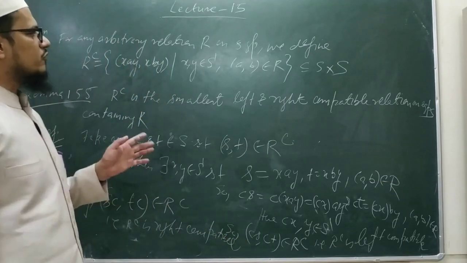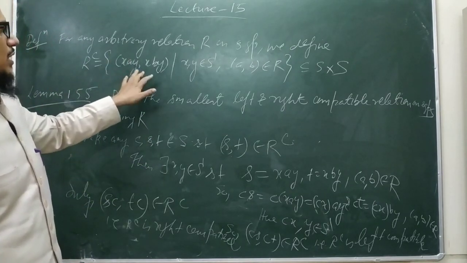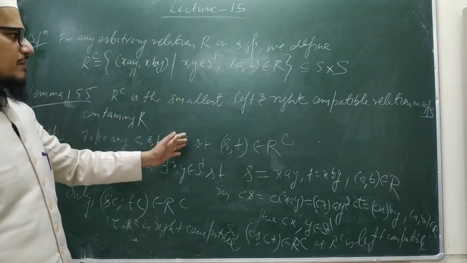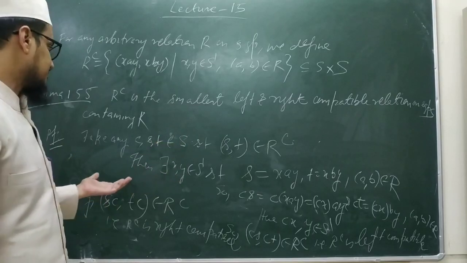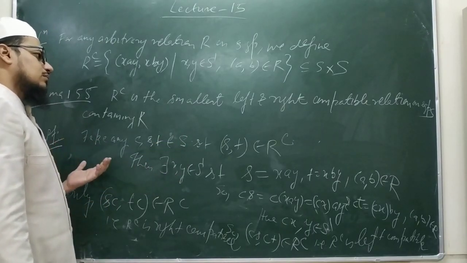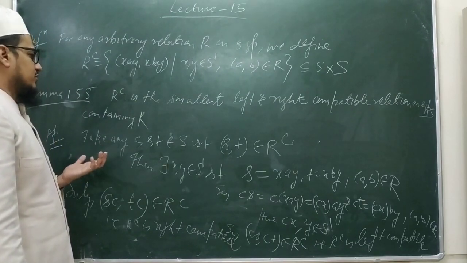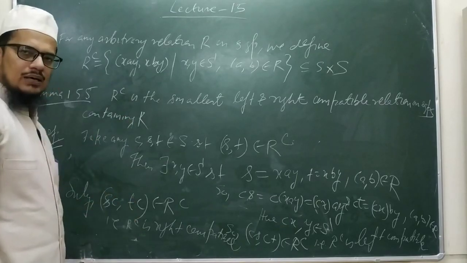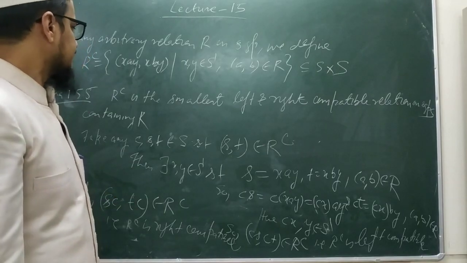So basically we have proved that RC is a compatible relation. If R is any arbitrary relation, then RC is a left compatible relation and a right compatible relation, and therefore it is compatible. So RC is a compatible relation, left compatible and right compatible, on a semigroup S containing R. So we have proved this.